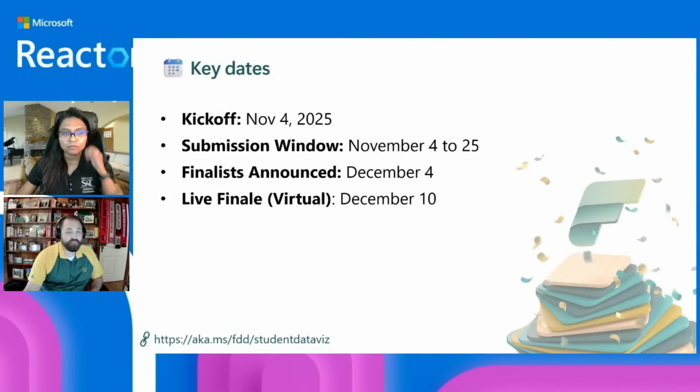So, some key dates. Of course, right now we're in that kickoff, November 4th. The submission window is until November 25th for our American participants. That's the Tuesday before Thanksgiving. So you have about 3 weeks to prepare your plan, build your reports, and get them submitted. On December 4th, those finalists will be announced. And then on December 10th, those 3 finalists will be in that live global competition. So please mark your calendars for that and join us.